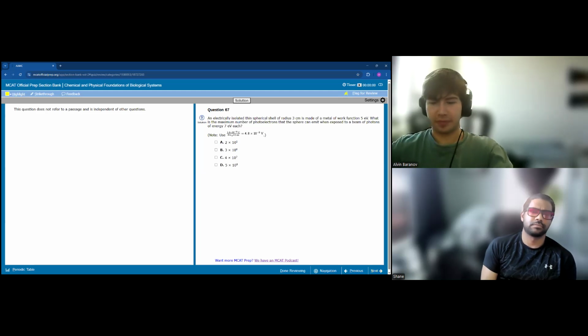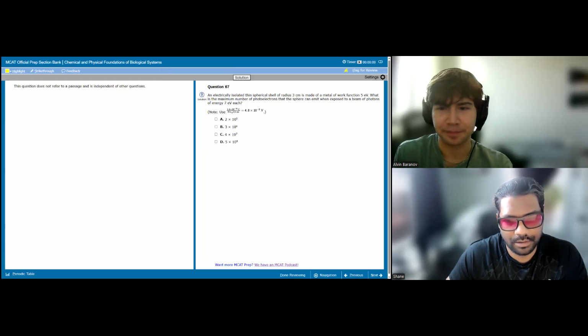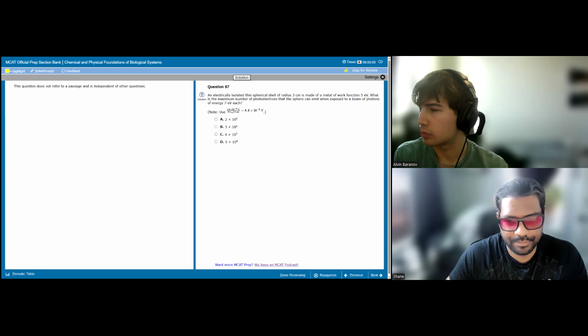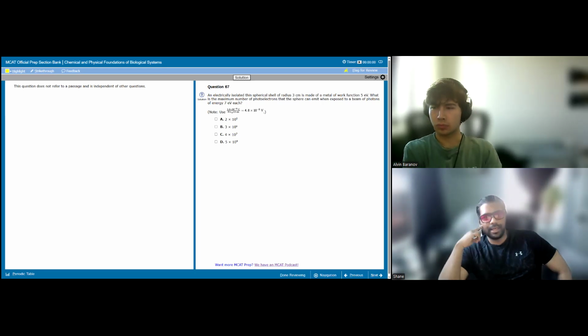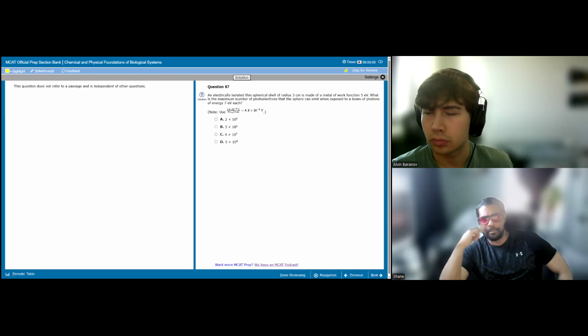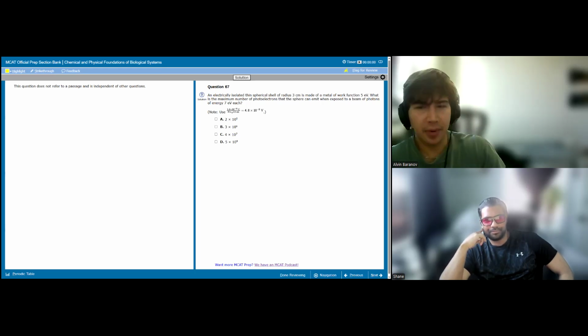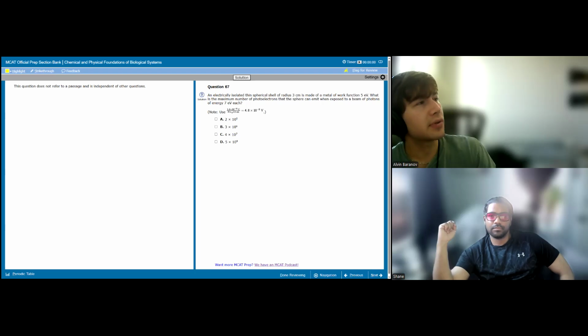Yeah, and this is the first thing. An electrically isolated thin spherical shell of radius 3 centimeters is made of a metal of work function 5 eV. What's work function? It's the minimum amount of energy required for something to emit an electron.